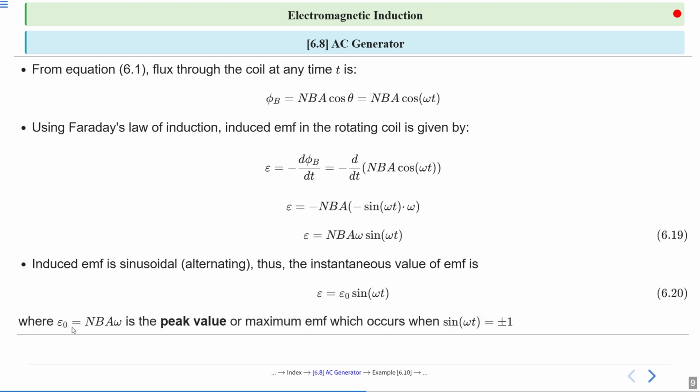Epsilon naught is equal to NBA omega, and it is called the peak value, or maximum EMF, which occurs when sine omega t is plus or minus 1. When sine omega t is plus 1, it is the maximum value. When it is minus 1, it is also a maximum value but in the negative direction, or we can say the minimum value. So the polarity of the EMF will also change after equal intervals of time.